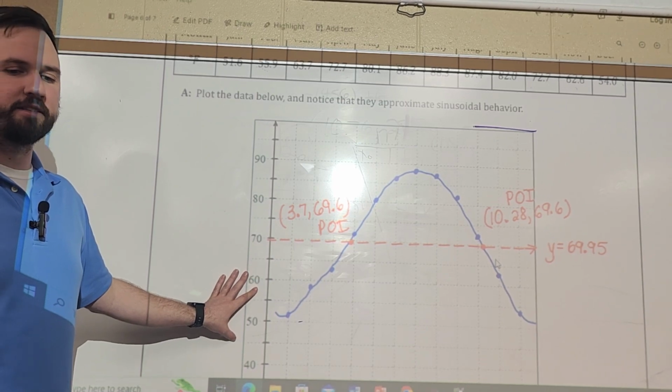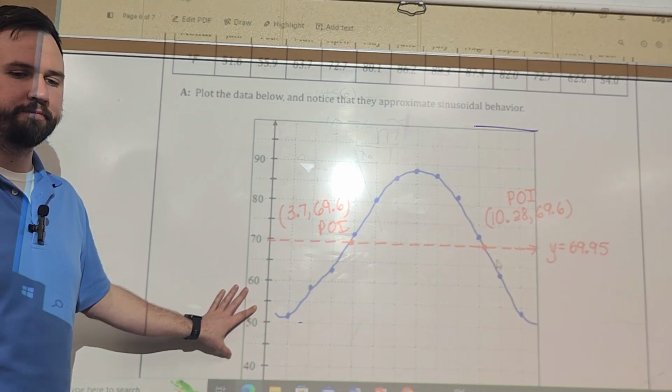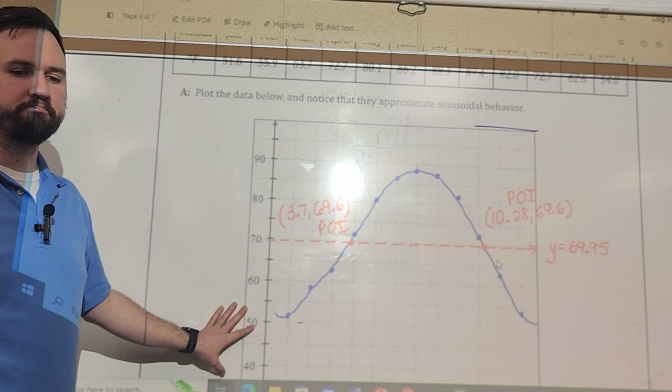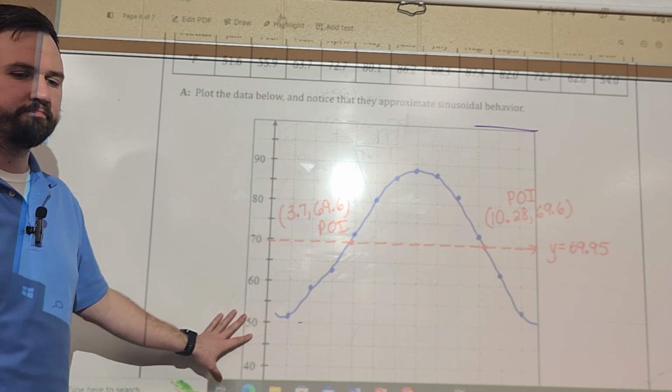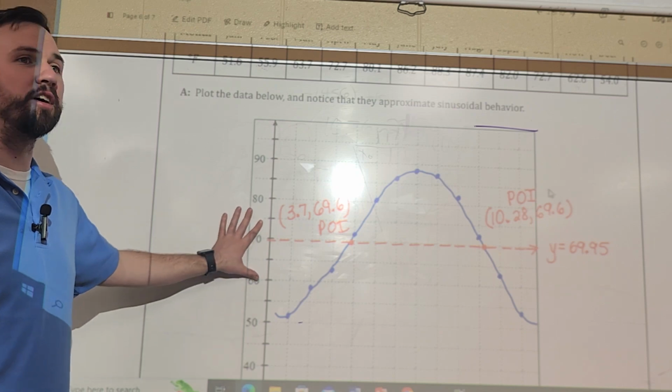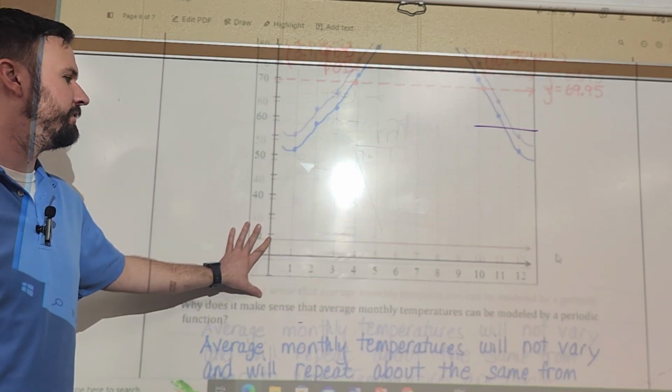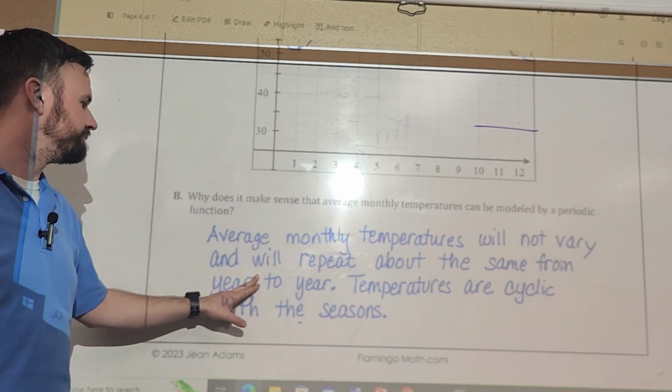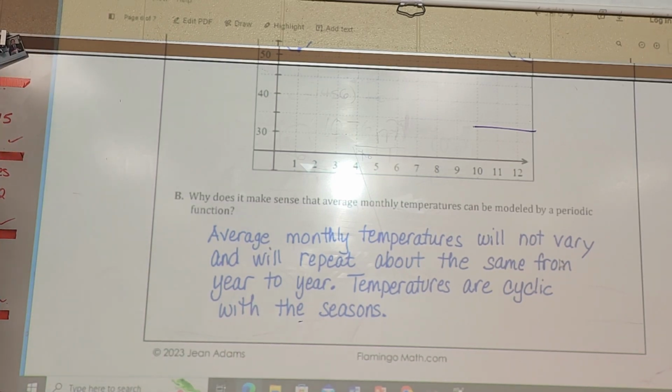Does this make sense? What do you guys think? Is it good to use a periodic function for temperature? Yeah. Temperatures are cyclic.